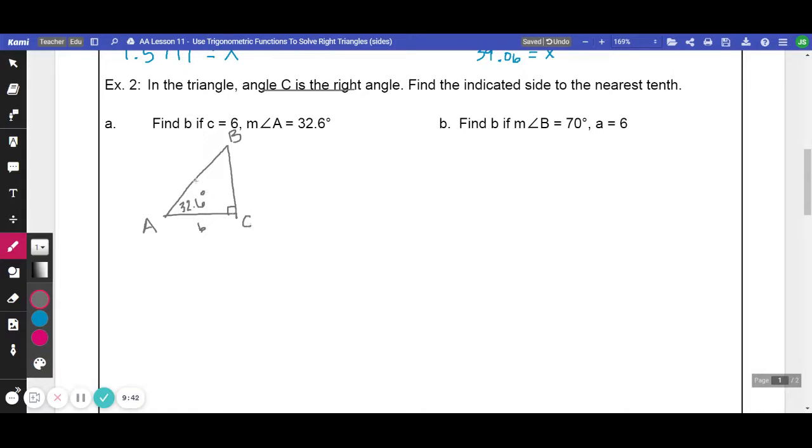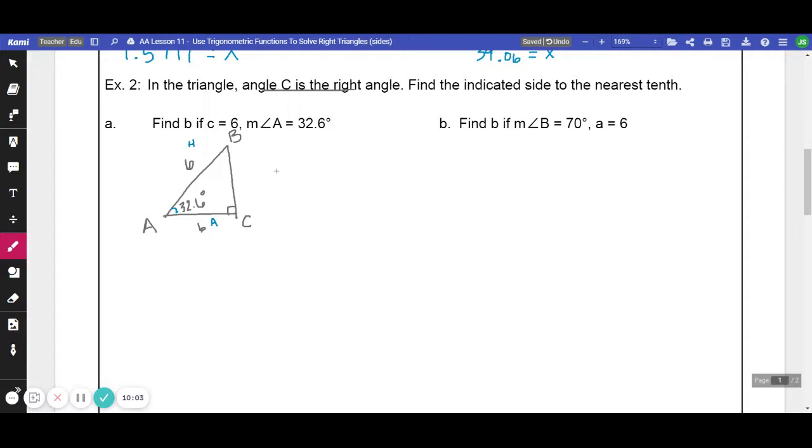Angle C is across from side C. So side C is over here, it's 6. And then once you get it set up, now it's exactly like the first two. So here's my angle. B is next to my angle, so B is adjacent, and 6 is the hypotenuse.